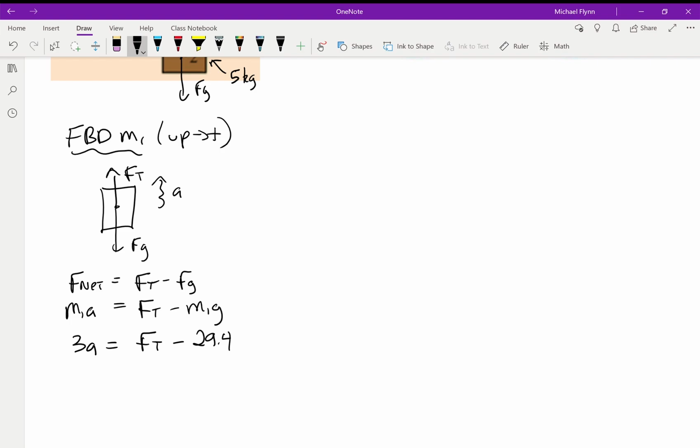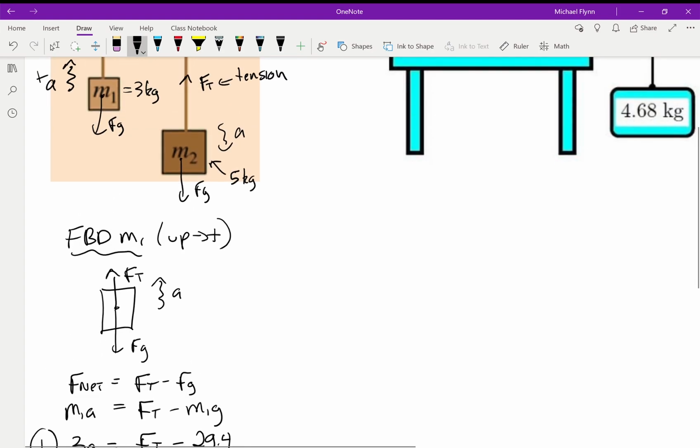Pretty straightforward, right? Now, how many unknowns are in that equation? Well, acceleration is unknown, and the tension is unknown. And I can't solve one equation with 2 unknowns in it. That's not possible mathematically. So I'm done with mass 1 for now. I'm going to call this equation number 1. Now what we have to do is do the same thing, but with mass 2.